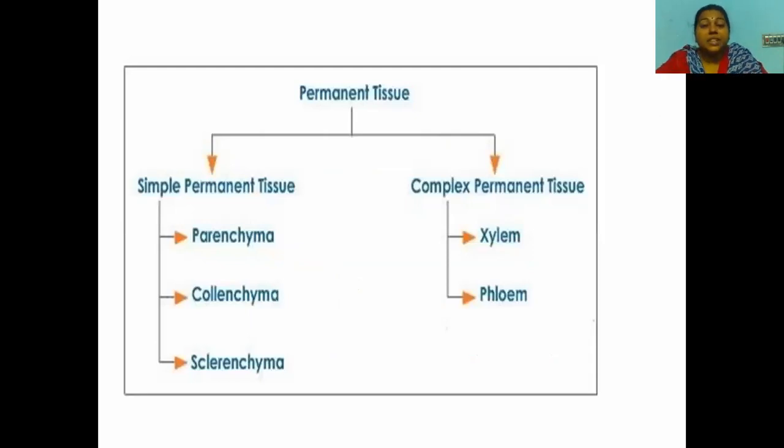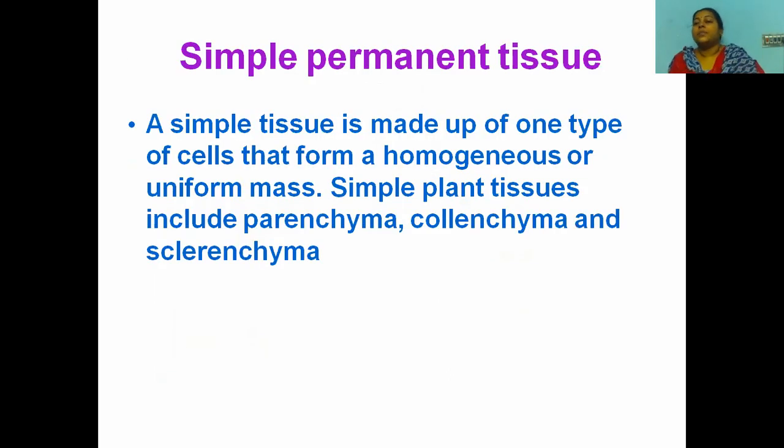So let us see the different types of permanent tissues. Okay. See, children, simple permanent tissue and complex permanent tissue. Simple: parenchyma, collenchyma, sclerenchyma, whereas complex permanent tissue is xylem and phloem. Again, there are further types under simple permanent and complex permanent. Parenchyma, collenchyma, sclerenchyma are the simple permanent tissues. Xylem and phloem are the complex tissues.